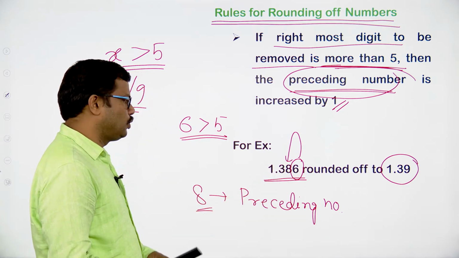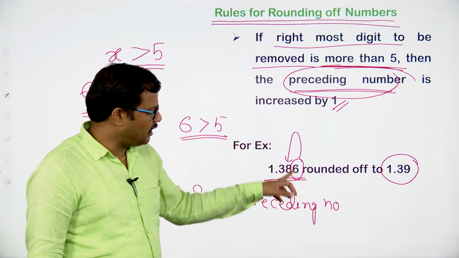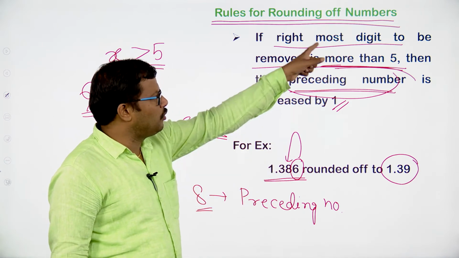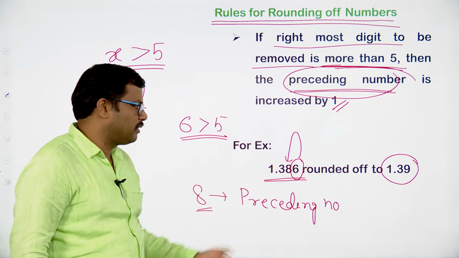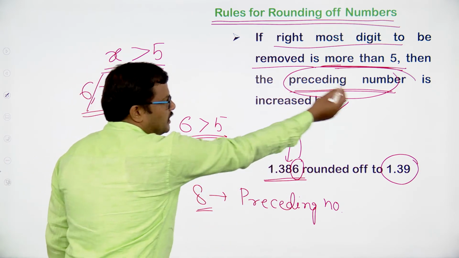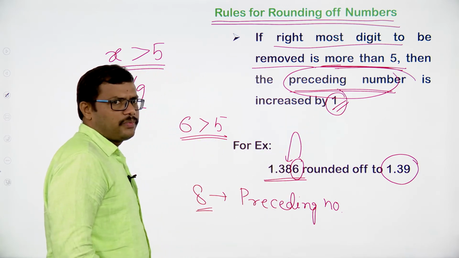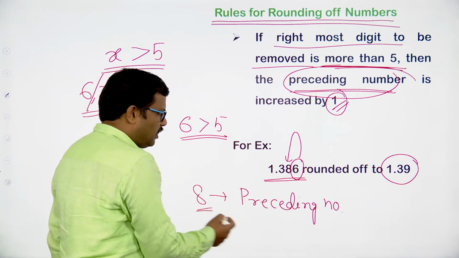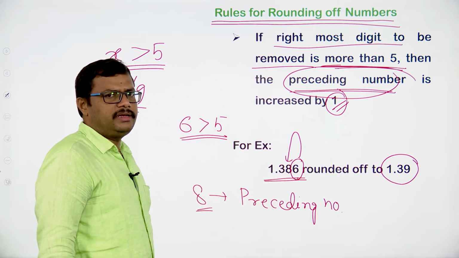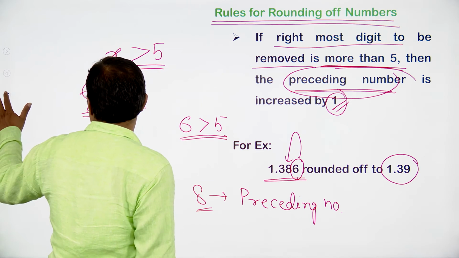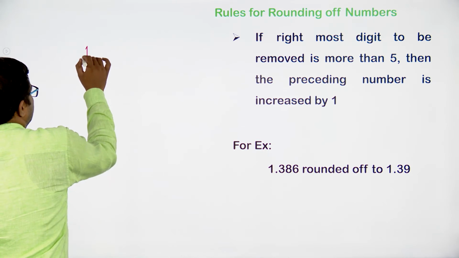1.386, when I am supposed to express the result with 3 significant figures, I have to remove the last digit. The last digit to be removed is greater than 5. When it is more than 5, look at the digit before it, the preceding number. Here it is 8. The preceding number should be increased by 1, so 8 plus 1 becomes 9. So what is the result? If I am removing 6, it becomes 1.39. That is the value we are going to get. Suppose I have to express this result.